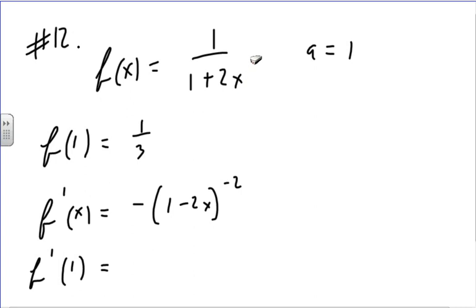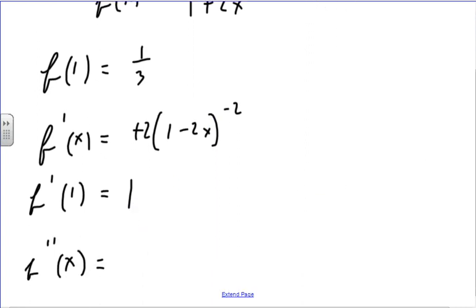Okay, I put the minus 1 out in front, I make it minus 2, but I still have to take the derivative of the inside, which gives me a minus 2, so this becomes plus 2, and at 1, I'm going to get 1. Okay, so that's better. Now I'm going to get minus 4 times another minus 2, which would be 8. I'm going to get 8 times 1 minus 2x to the minus 3.